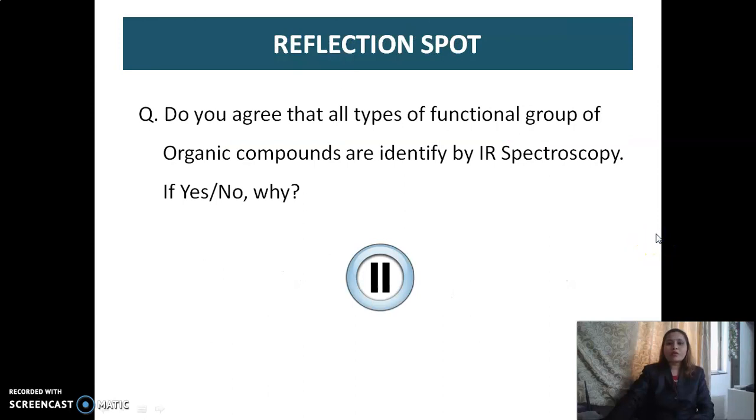Now we have to reflect and think over it. Can all types of functional groups of organic compounds be identified by IR spectroscopy? Pause this video and think over it. If your answer is yes, then why, and if your answer is no, then why. You have to write your answer in your copy. Once you have done, then you can start this video. Next.